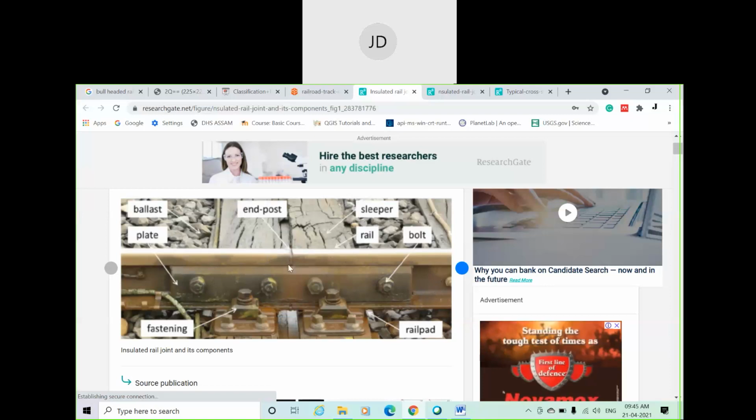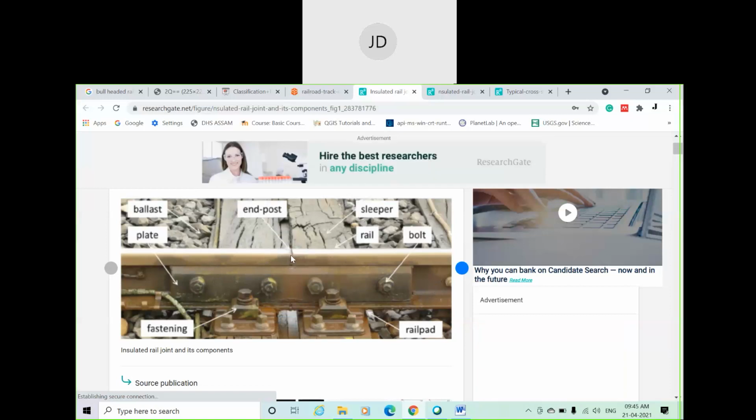Here you can see it written, and some gap is also left here. You can see the end post is given. You can see the gap between two rails. It is left for some expansion, because of excessive heat the rail bar may expand. So for the expansion, some joint is left. This is called an expansion joint. Some millimeters of space is left here.